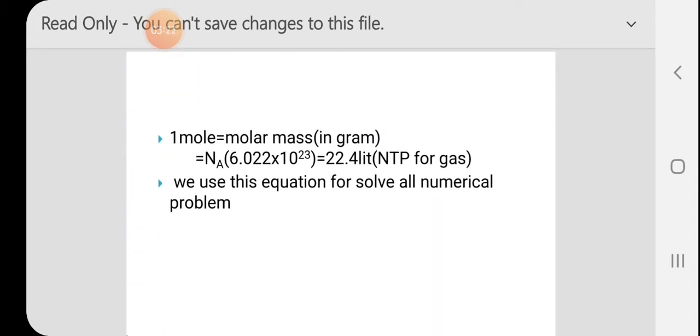1 mole is equivalent to the molar mass in gram. It is equivalent to Avogadro number, and its value is 6.022 into 10 raised to the power 23, and it is also equivalent to 22.4 liters at NTP. So we can use this equation for solving numerical problems. Here I have given all the formulas related to the mole concept.